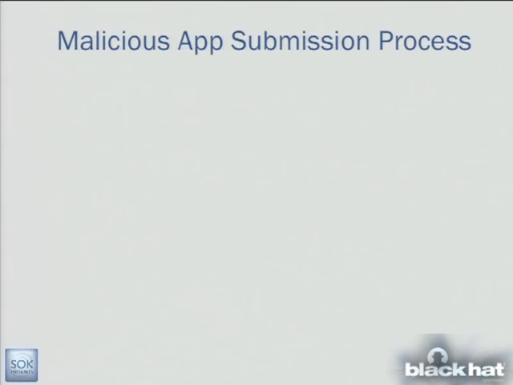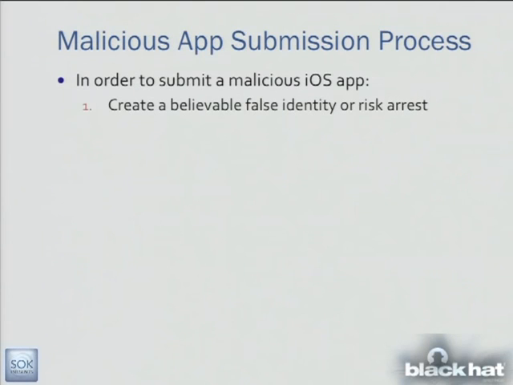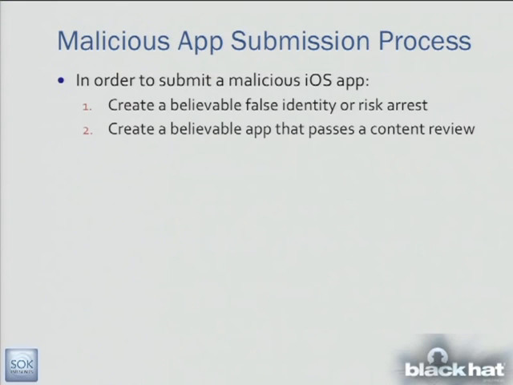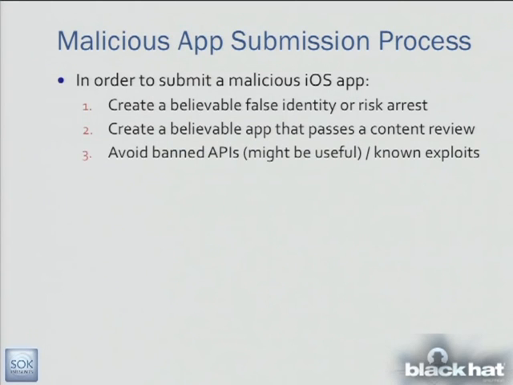So from the attacker's perspective, what does this look like? If I want to submit an application to the iOS App Store, I have to make a believable false identity or risk arrest because Apple will definitely go after you and they'll definitely ban you for life. And it's expensive to create a false identity every time you want to do this. I have to make a believable app that passes a content review because most of these are reviewed by a human. I have to avoid banned APIs that might be useful, and I also have to avoid known exploits because Apple would be stupid not to be checking for them. Right? After all that, then I can finally submit my malicious application. So cost to exploit here is very high.